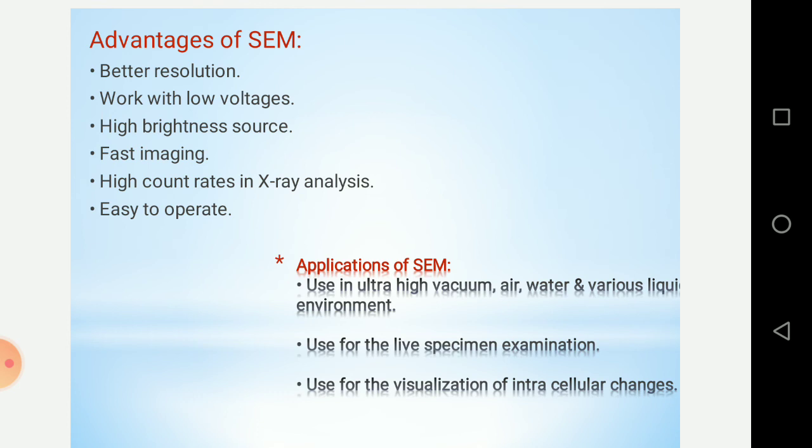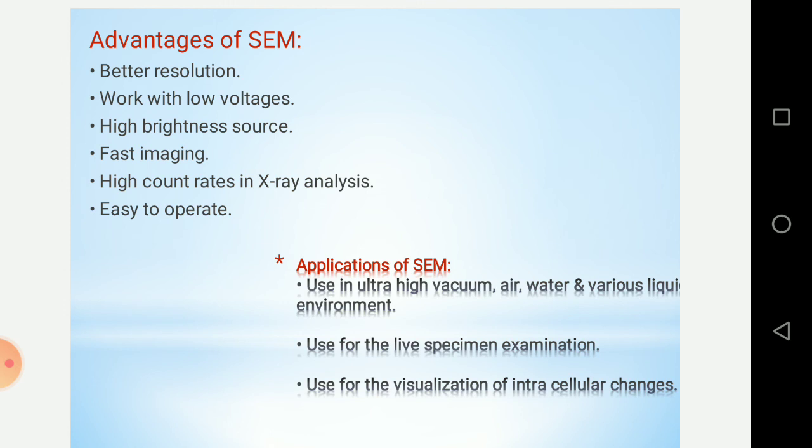And then we will see some of the applications of the same. It is used in ultra high vacuum, air, water, and various liquid environments. So we can use this in different types of environment like vacuum, air, water, and various liquid environments. So it does not require a particular environment only. We can observe different types of specimen in different types of environment.